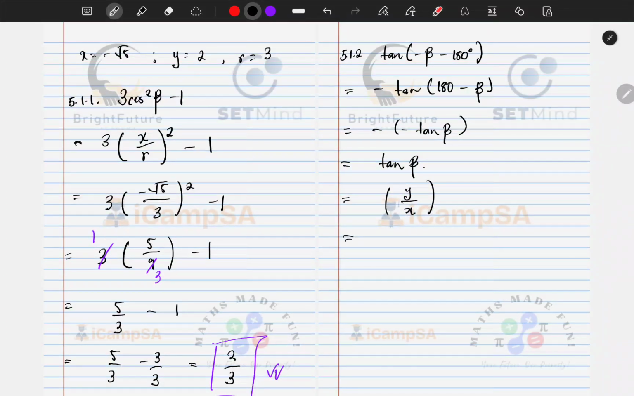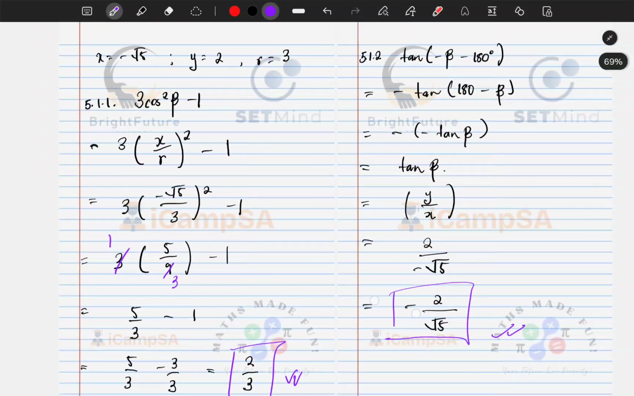And then we can substitute. What is y? Y is 2. And then what is x? X is negative root 5. And therefore my answer is going to be 2 over negative root 5. I don't have to rationalize the denominator here. I can just leave it here, right? So this is how we solve this.